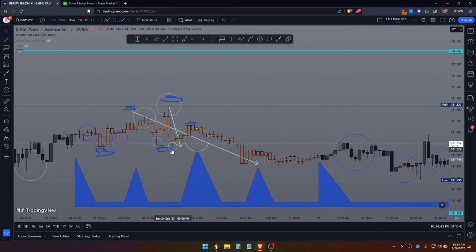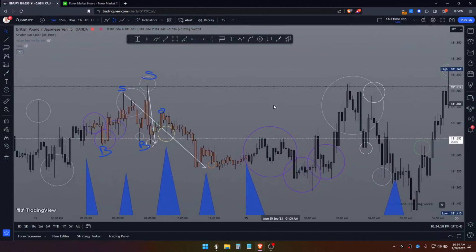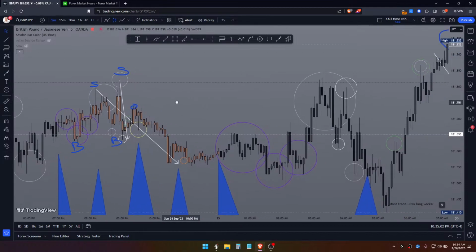Does that show up here? So here's lunchtime. Could have been this wick here. That could have been just after lunch. It could even have been this. It's not completely accurate using this type of analysis, but yeah, pretty interesting stuff though.